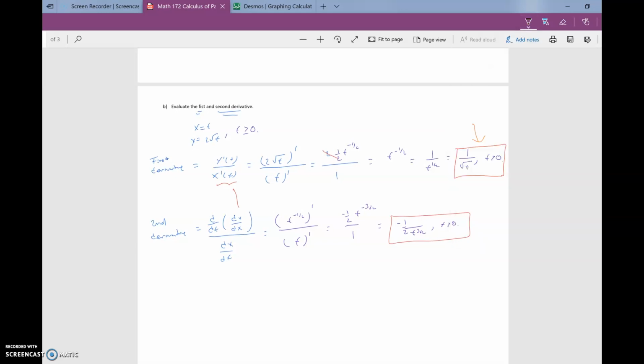Okay, so let me just summarize it. The first derivative is equal to 1 over the square root of t, with t greater than 0. And then the second derivative is equal to negative 1/2 t to the 3/2. Also, t has to be greater than 0. That would be it for this problem.